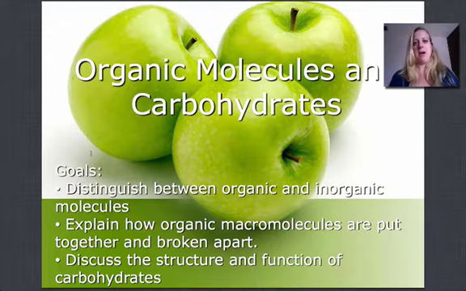So today we're going to talk about organic molecules and carbohydrates, okay? So we're going to talk about the difference between organic and inorganic molecules and explain how organic macromolecules are put together and broken apart. And then discuss the overall structure and function of carbohydrates. You guys are going to be filling out a biochemistry chart next time.